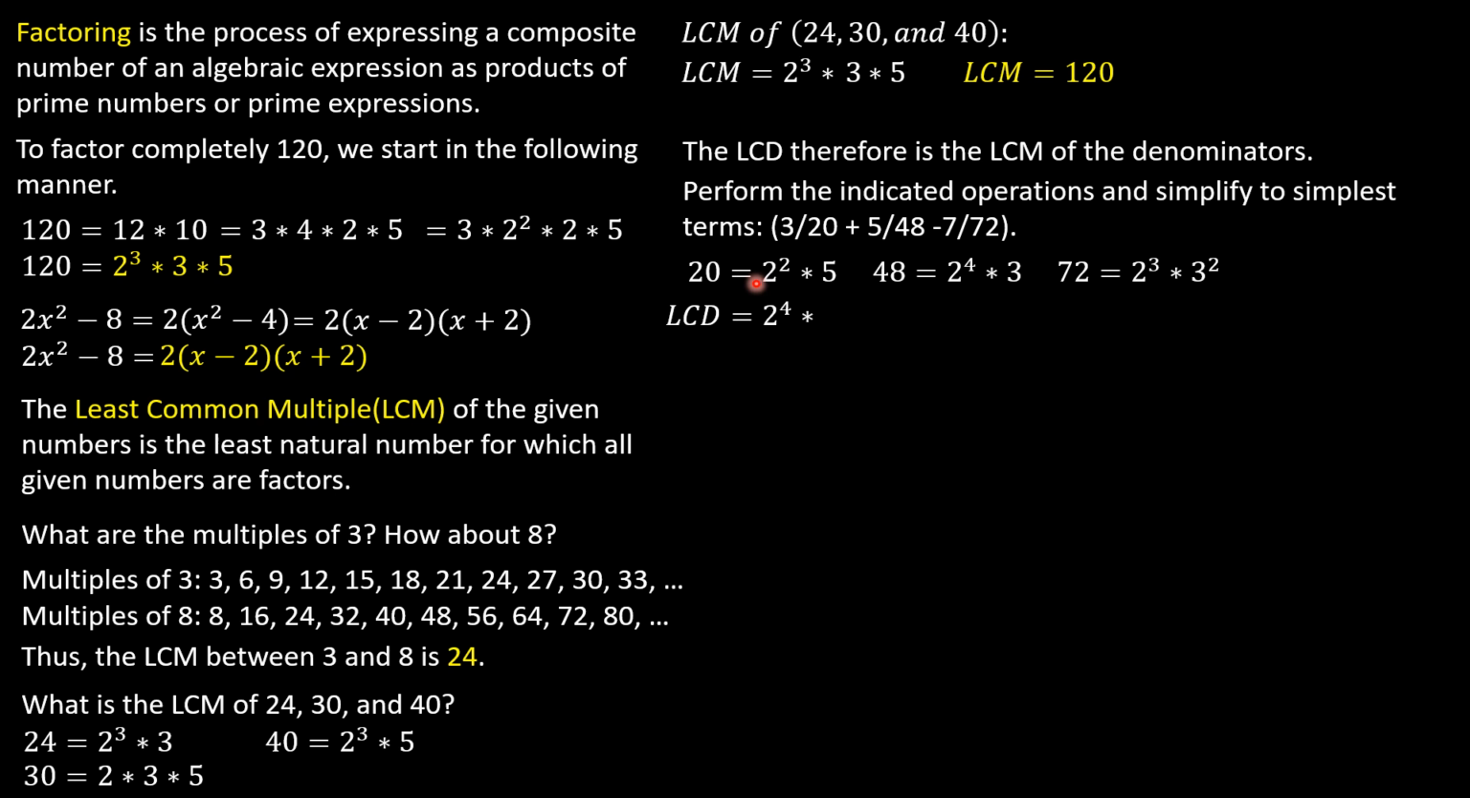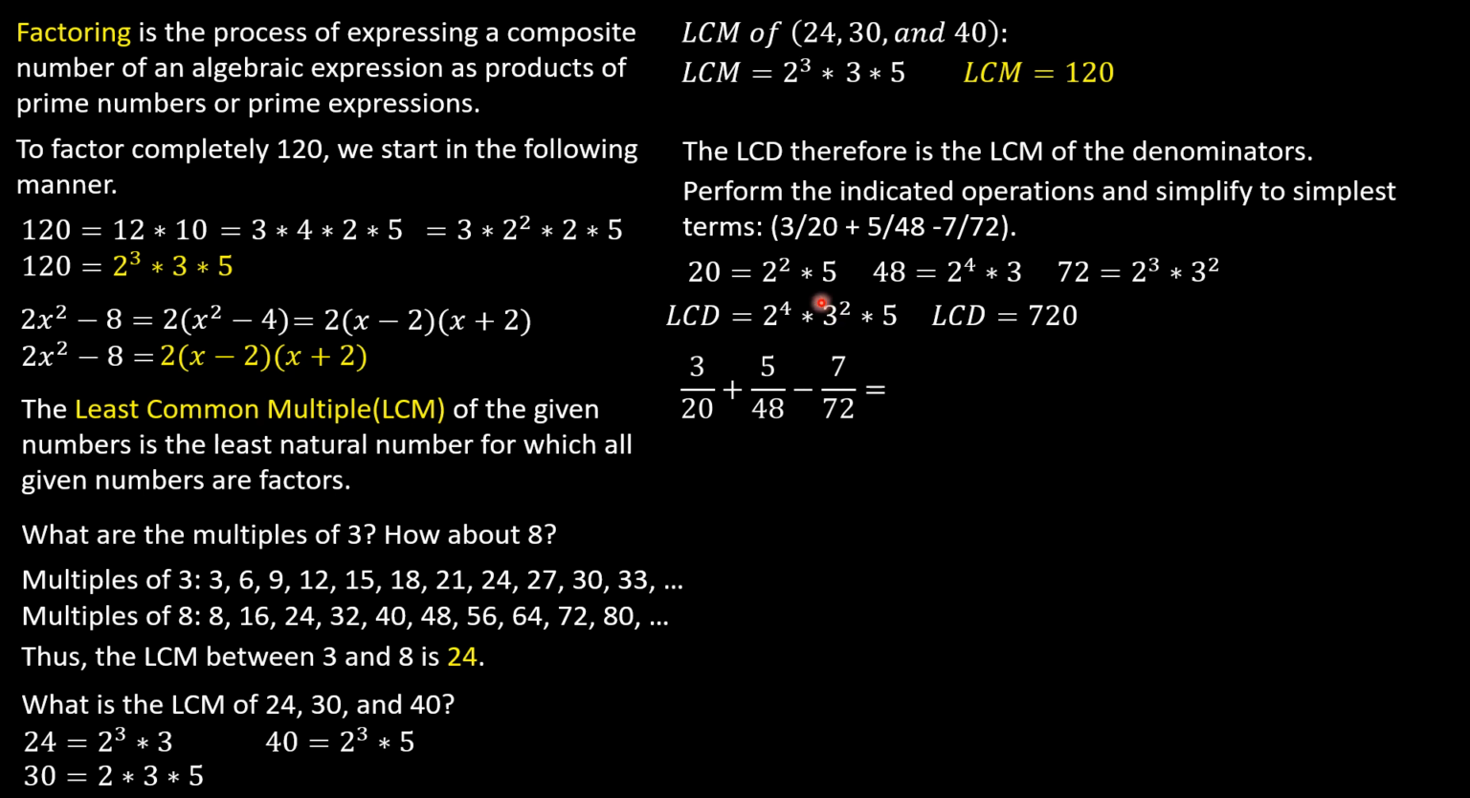So the LCD of the denominators therefore is equal to 2 to the 4th times 3 squared times 5. 2 to the 4th is 16, times 5 it's 80, and times 9, 3 squared, is 720. So the LCD is 720. So therefore 3 over 20 plus 5 over 48 minus 7 over 72. So pick the denominator 2 to the 4th times 3 squared times 5.